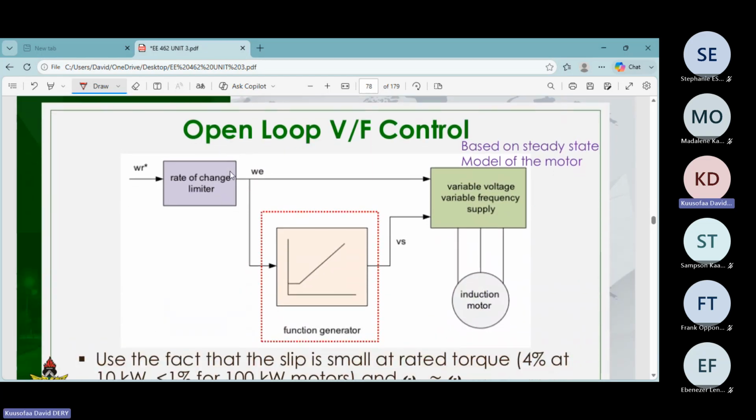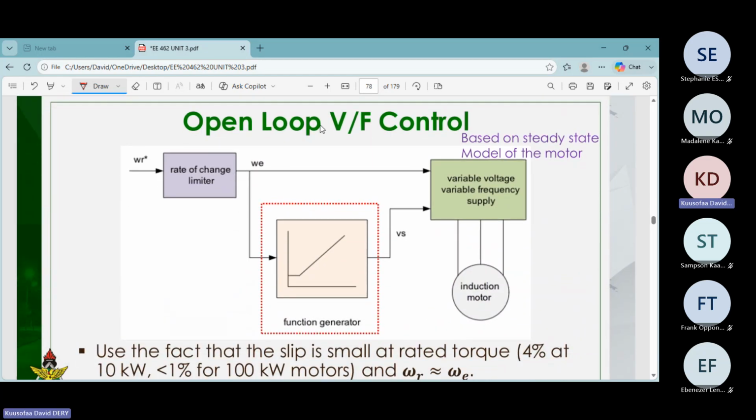So we look at the variable frequency open loop. We have this RF frequency supply. This is the one that's able to generate the variable voltage and then the variable speed. Basically it is a power electronic converter. So we've seen it already.